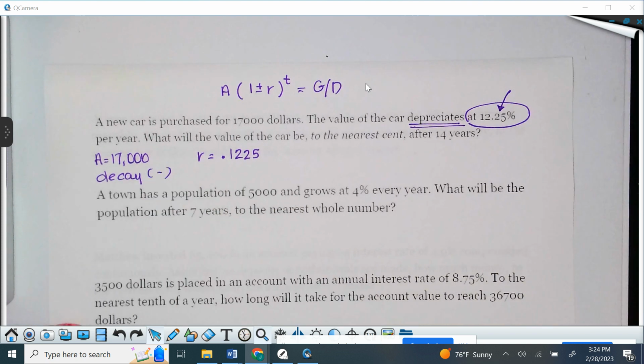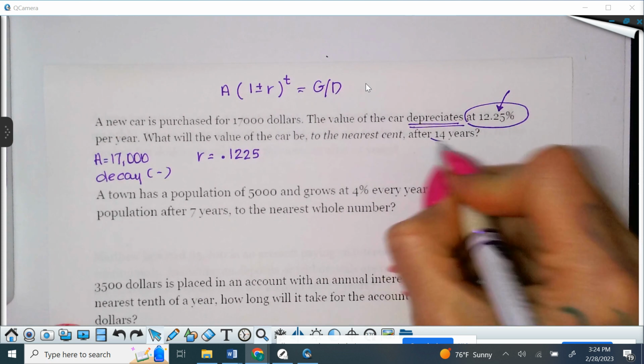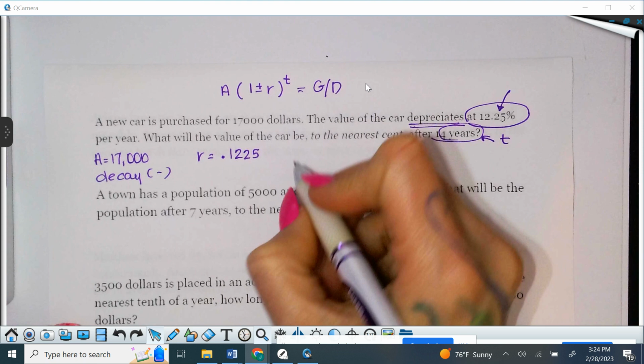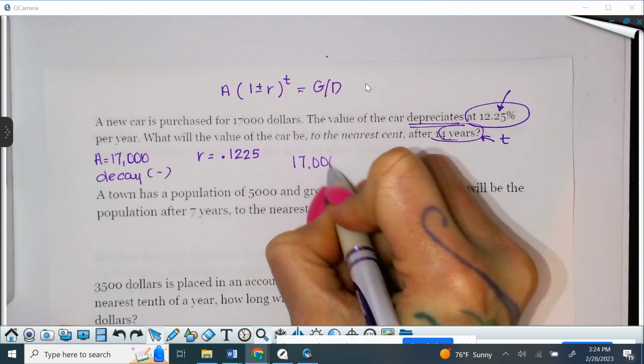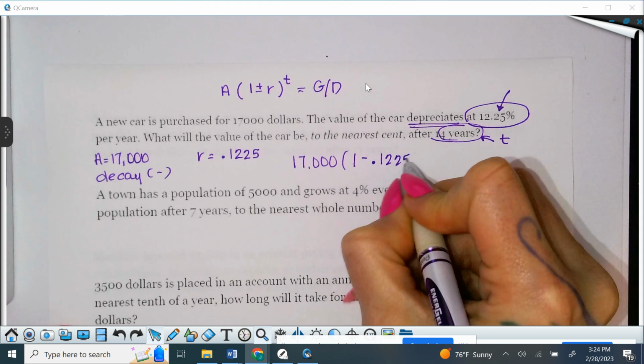What would the value of the car be to the nearest cent after 14 years? So this is going to be my time. So we're going to write our A, 17,000. 1 is decay, so we're going to subtract 0.1225, and we're going to raise it to the 14th.